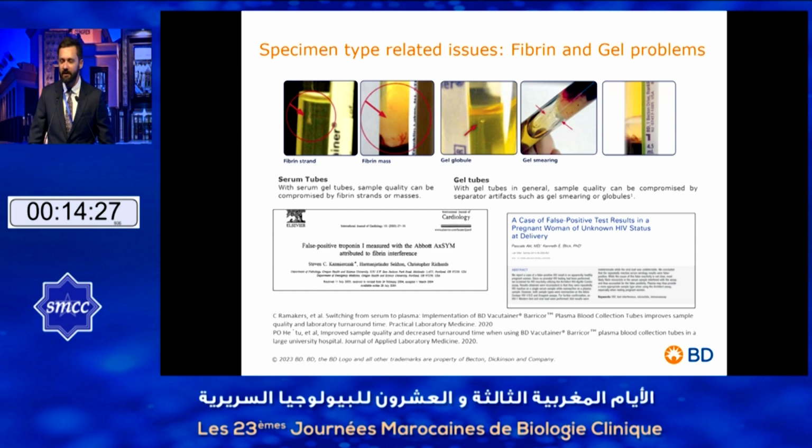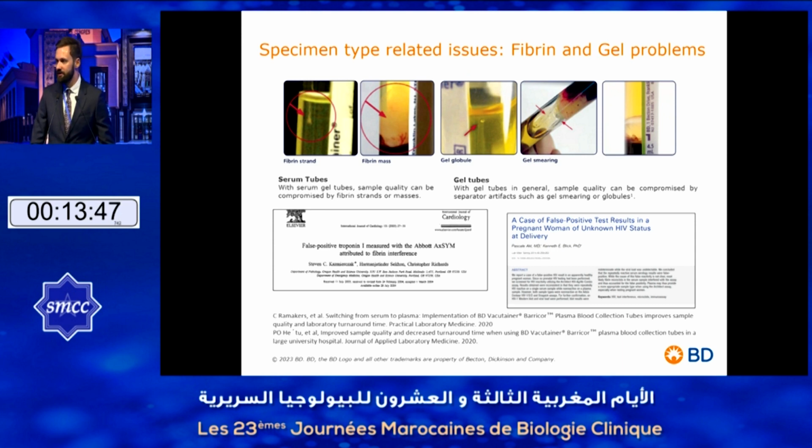For instance, when we deal with serum tubes, we always know that sometimes we can expect fibrin strands, fibrin mass in serum following the centrifugation process. Unfortunately, as you can see from this slide, there are lots of publications online showing that fibrin is a very dangerous substance. It can lead to false negative, false positive results for many categories of tests, especially sensitive ones like troponin and HIV testing. That's why maybe serum is not the best type of specimen for chemistry tests.